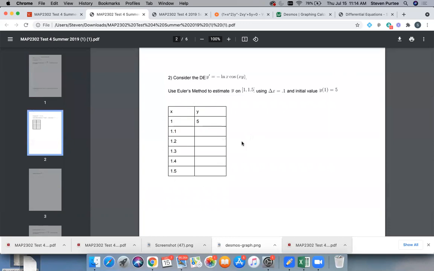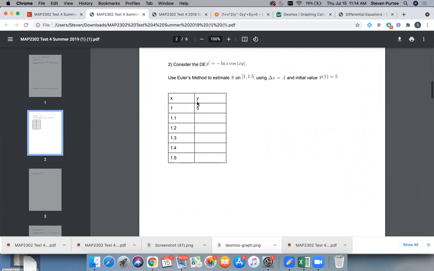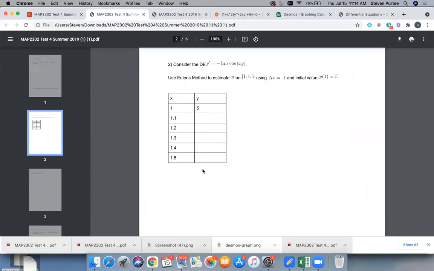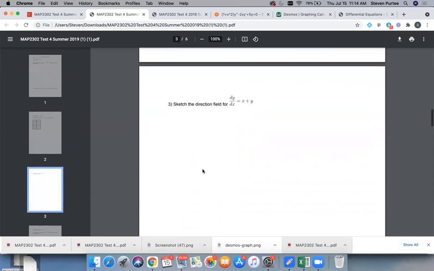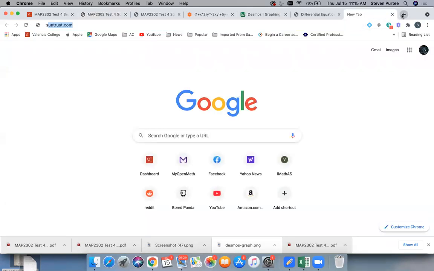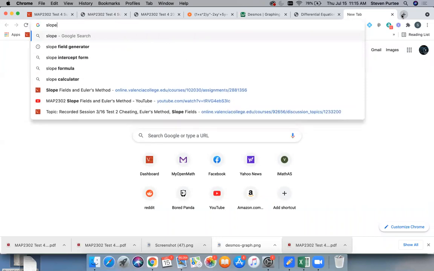Here we're doing Euler's formula. My recommendation to you is do it by hand because that's what we're asked to do here, but then check it in Excel. Here we're sketching a direction field. On your actual test, I tell you on this old test, I just let them pick random points. And remember, we have these direction field graphers, also called slope field generators.